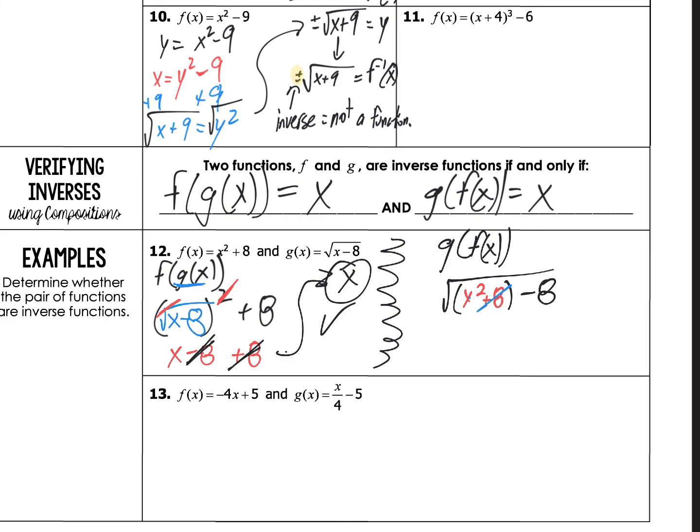The 8's are going to cancel out, and I've got square root of x squared, and that's just equal to a plain old x because the square root and the square cancel each other out, right? So these two are in fact inverses. So f and g are inverses of each other.